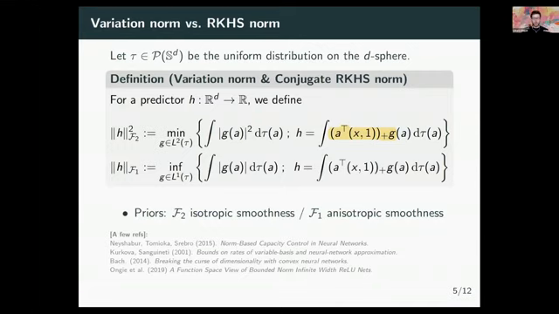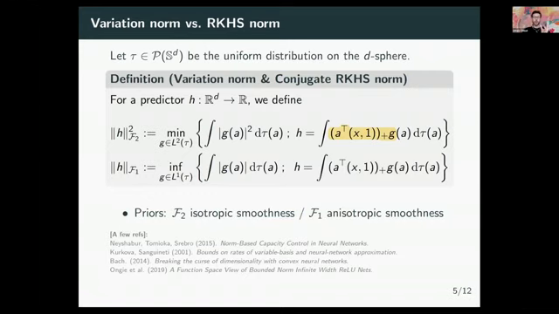And to talk in very rough terms, you can think of the F2 norm as a norm which favors isotropic smoothness. So it will be small for functions which are smooth in an isotropic way. And in high dimension, they need to be extremely smooth. So F2 is in fact a reproducing kernel Hilbert space.